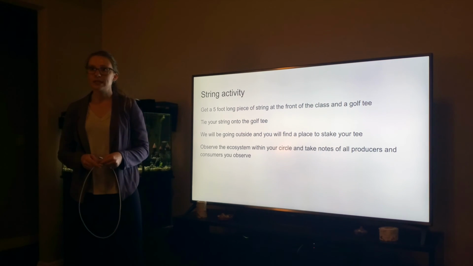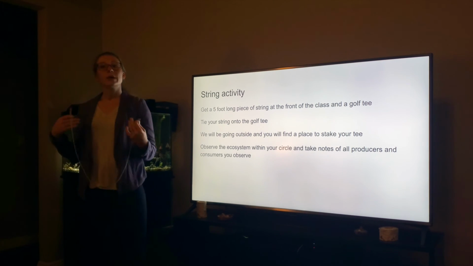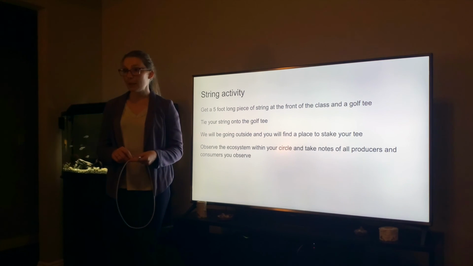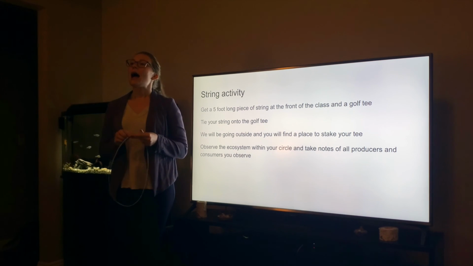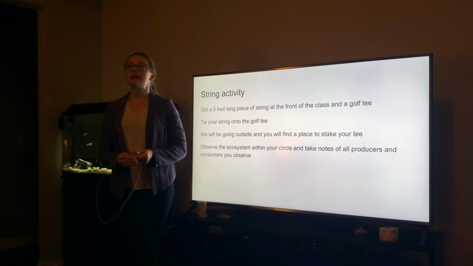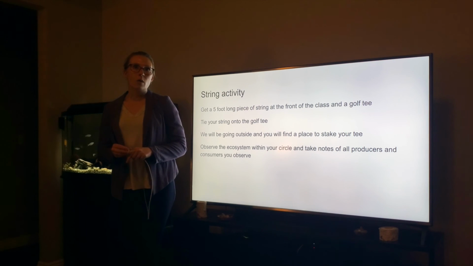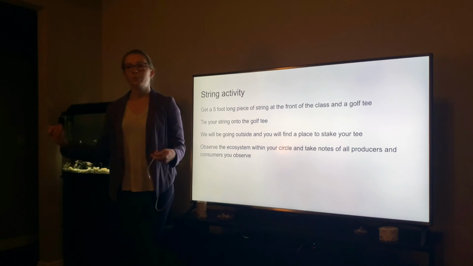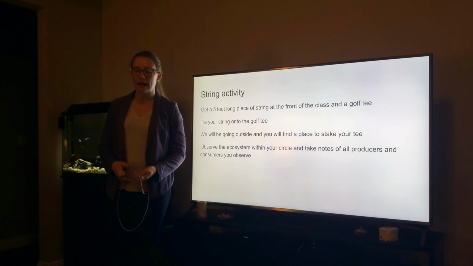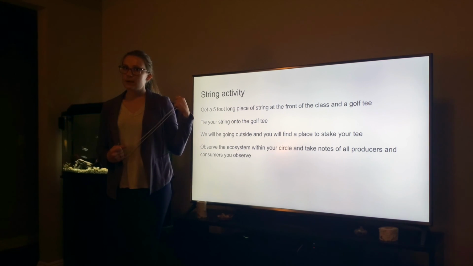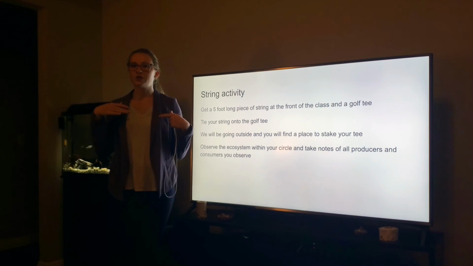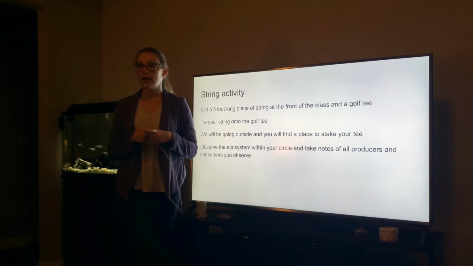We're going to go make some observations, and then we're going to come back here and talk about our observations. We're also going to talk about a short paper, don't worry, about different ecosystems, how we affect our ecosystems, and what positive and negative impact we make. Any questions about this experiment before we go outside? All right, everybody pair up or get into groups and then come up here and get your string and your golf tee, okay? And then we'll all leave together.